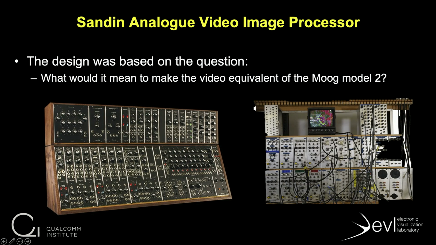One of the first projects I did there was this analog image processor modeled after the Moog Model 2. And it is a computer. It does addition and subtraction and division and multiplication. And in terms of floating point operations, it actually has the power of a supercomputer at that time, although the flops were much, much floppier, about 6 bits, I think, or 7 bits.